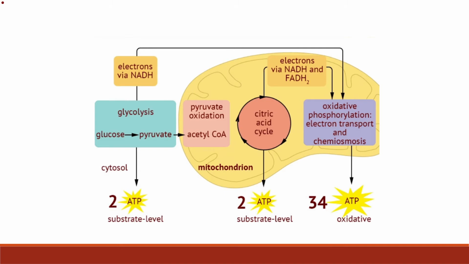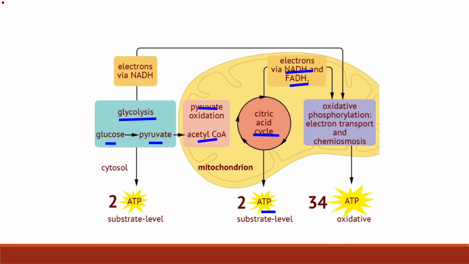So here we have glycolysis out in the cytoplasm. We start with glucose, we end with pyruvate. Then we have our next step, which is acetyl-CoA formation. We start with pyruvate, we end with acetyl-CoA. Our next step is the Krebs cycle or the citric acid cycle. We start with that acetyl-CoA. We end up with lots of NADH and FADH, a little bit of ATP.